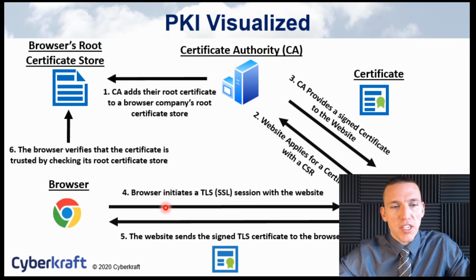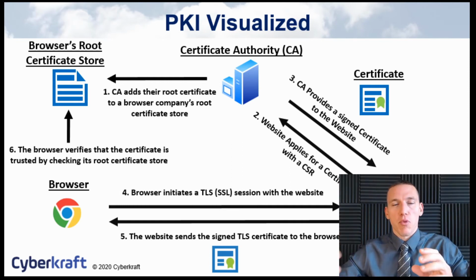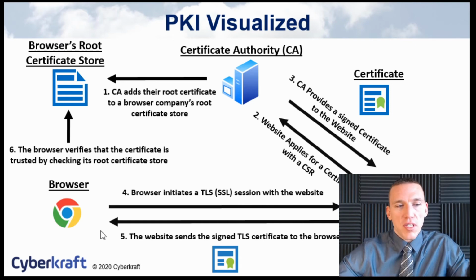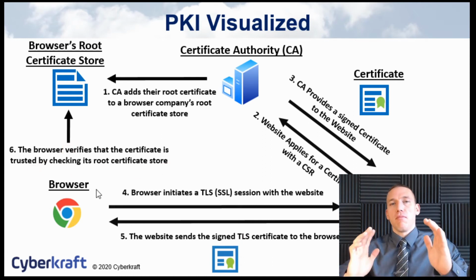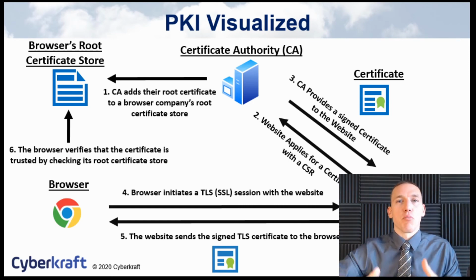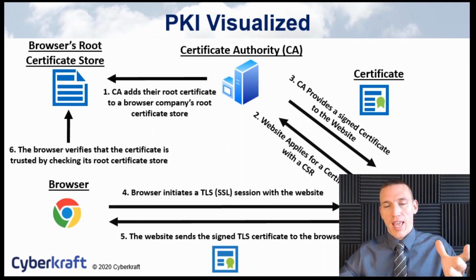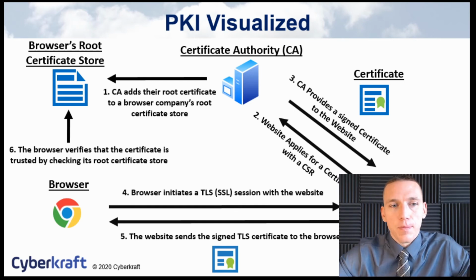Browsers would initiate a transport layer security session or HTTPS connection to the website, and the website would send a signed certificate to the browser. This allows that website to establish that secure connection with that browser. Once the browser receives that certificate, the browser would check using its root certificate store that the certificate is trusted, by comparing it to the root certificate store and seeing if it comes from a CA that the browser trusts. And if it does, then an HTTPS connection can be established using that technique.